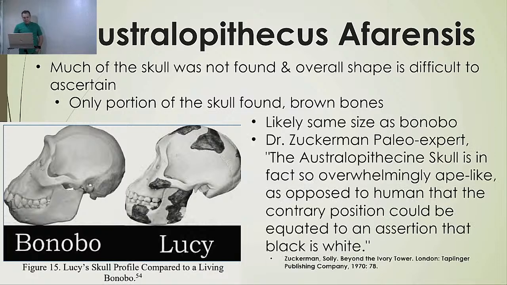Even Dr. Solomon Zuckerman, a paleo expert, said that the Australopithecine skull, he's not talking about Lucy here, but her genus in general. This was actually quoted a little bit before Lucy was found, just a few years. But the Australopithecine skull is in fact so overwhelmingly ape-like as opposed to human that the contrary position could be equated to an assertion that black is white. Now he's British, so he's doing this in a very articulate way. But in short, he's saying that to try and say that this skull looks like a human is trying to convince me that black is white.